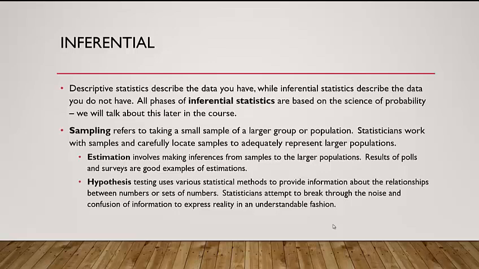And so what inferential statistics will do will help us find those missing numbers from the 8th grade students in the county if we wanted to look at that. So part of how we get those data that we don't have is through sampling. Sampling refers to taking a small sample of a larger group or population. Statisticians work with samples and carefully locate samples to adequately represent larger populations.